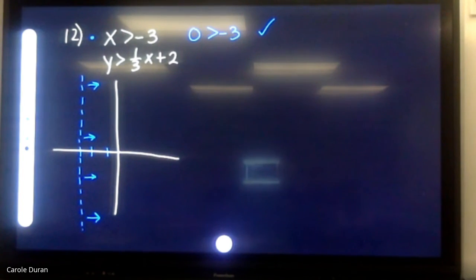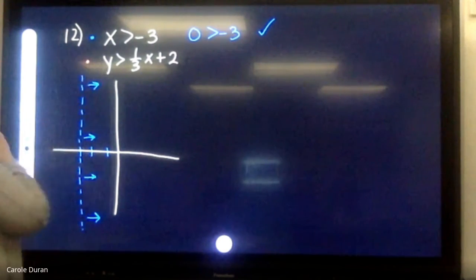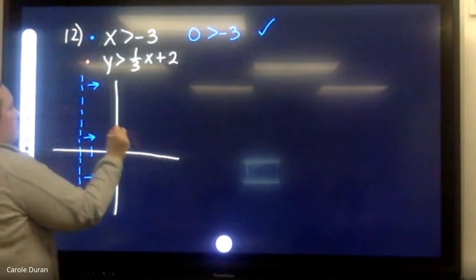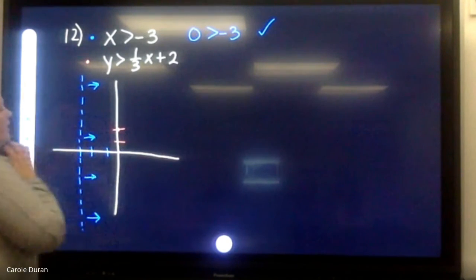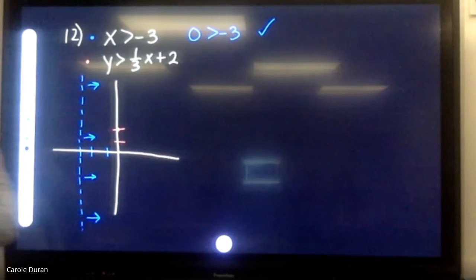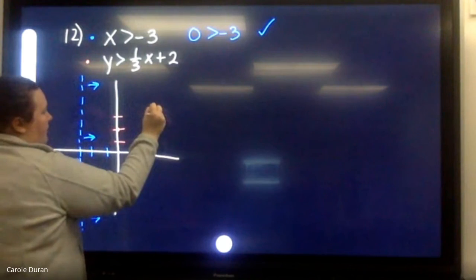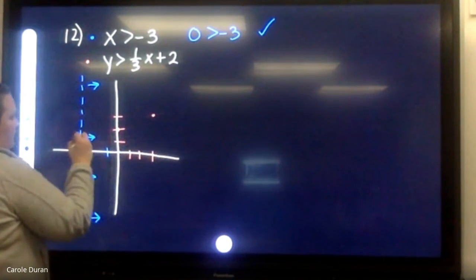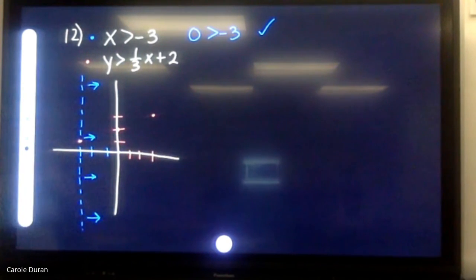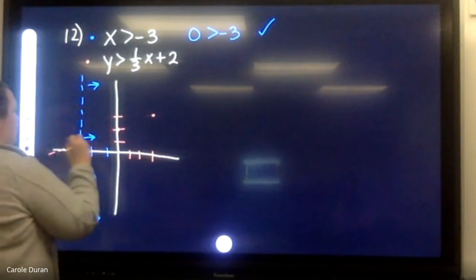I will do the same thing with that second inequality. I'm going to treat it like a line. So this inequality, I'm going to say is the red one, has a y-intercept of +2, and it has a slope of 1/3. So I go up 1 to the right 3, or I go down 1 to the left 3. Am I going to use a dotted line or a solid line? Dotted, because it is a single inequality.